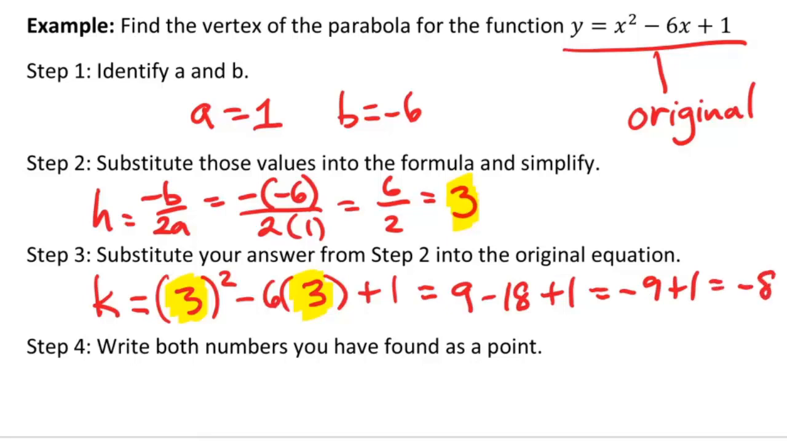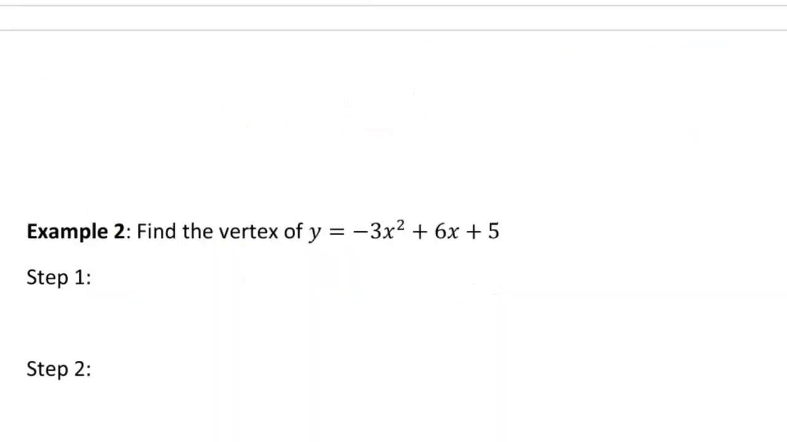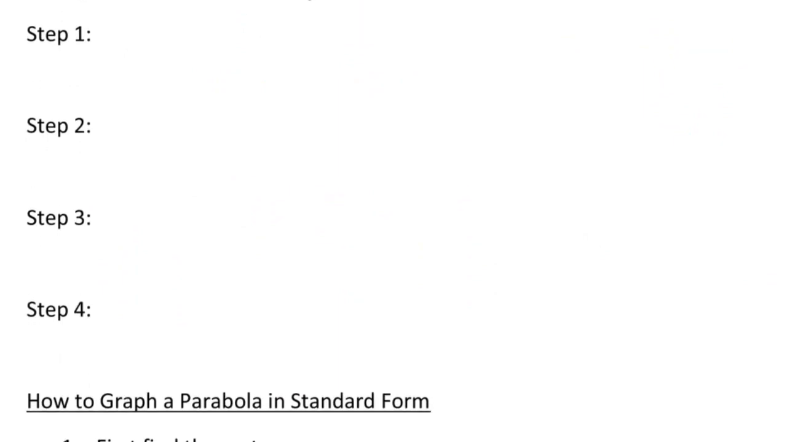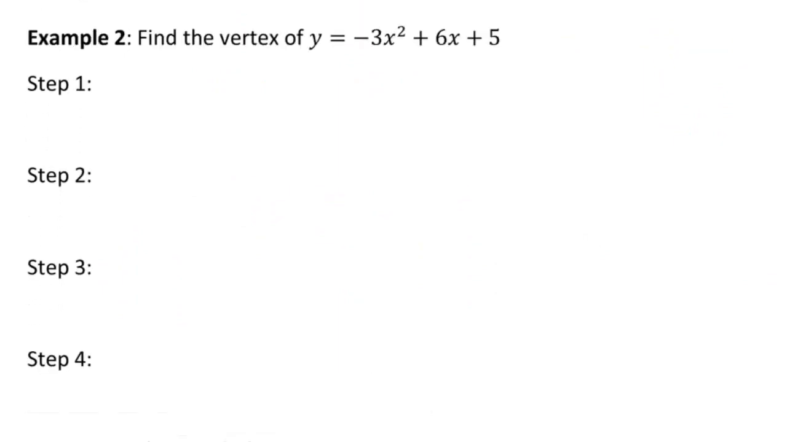Step 4, write both numbers you have found as a point. 3 is the x, negative 8 is the y, and we're done. Example 2. We'll do another one. Step 1 was to identify the a and the b values. In this case, the a is a negative 3, the b is a 6.